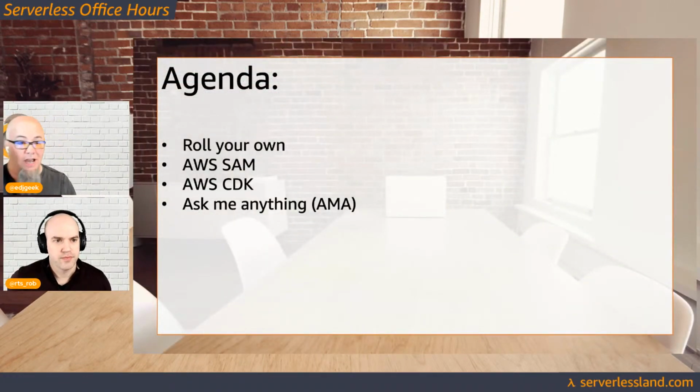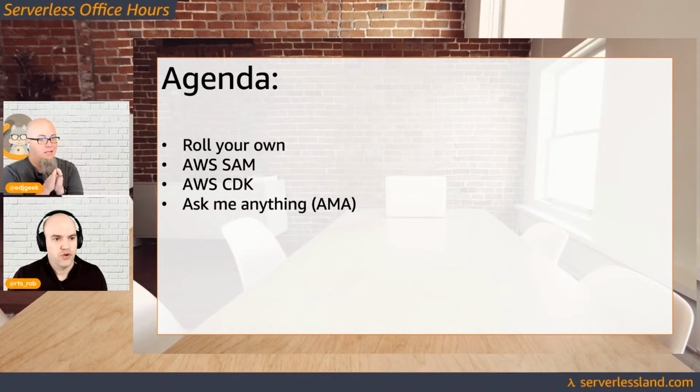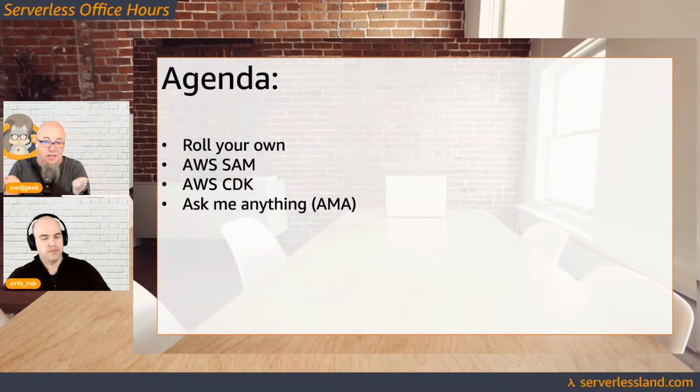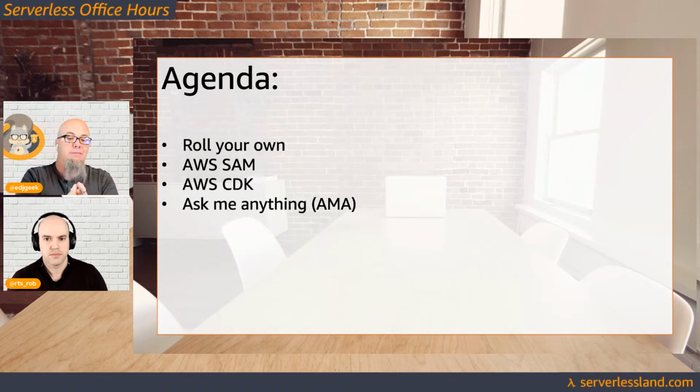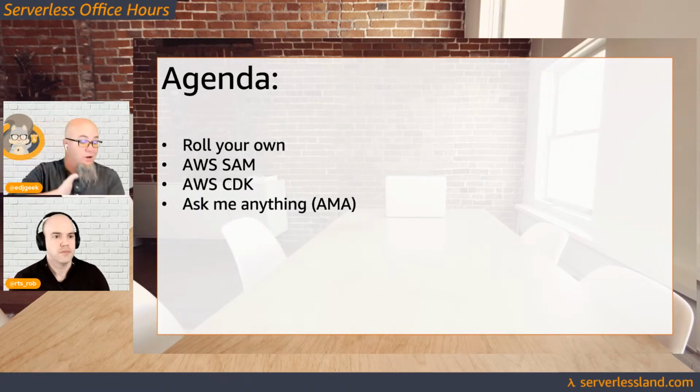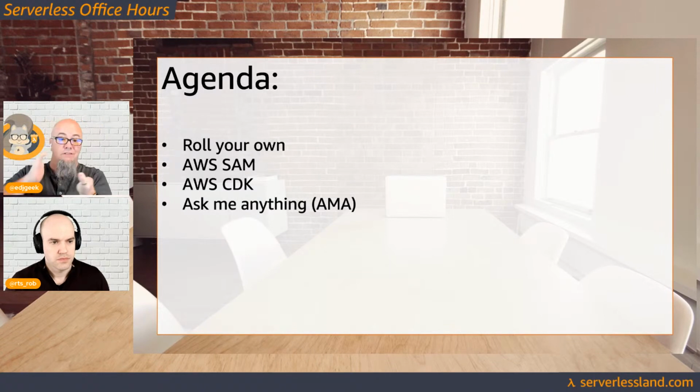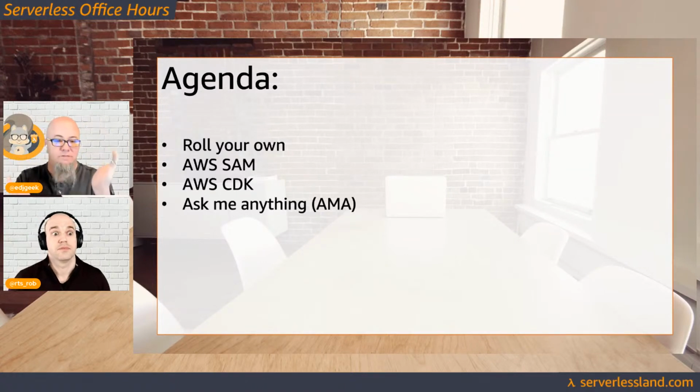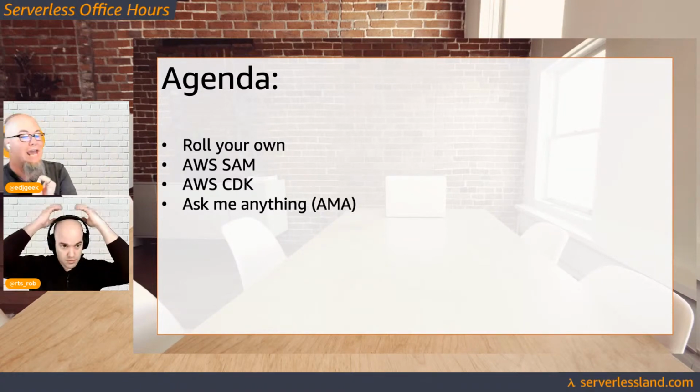All righty. So here's what we're doing. I'm going to bring up our little screen here to show what we're going to be talking about today. We're going to be talking about container image support for AWS Lambda, and I'm going to walk through several examples. First, we're going to learn how to roll our own. Second, we're going to look at it with AWS SAM. And then we're going to look at it with AWS CDK. That's just going to be the first half of the hour, and then we're going to kick into an Ask Me Anything.